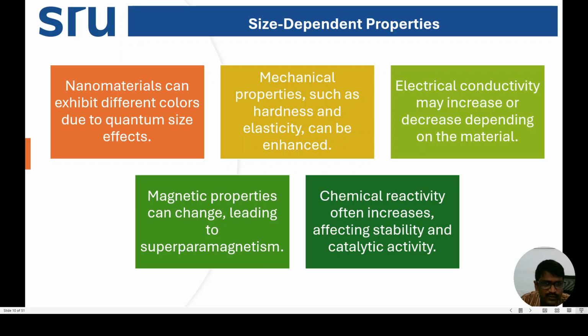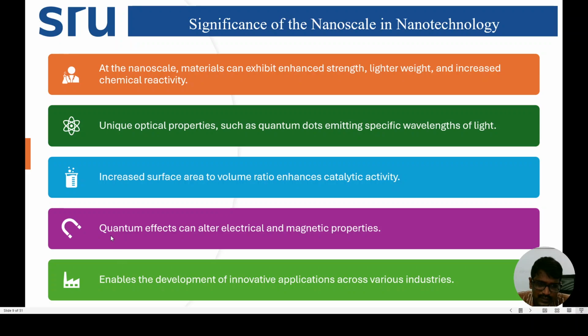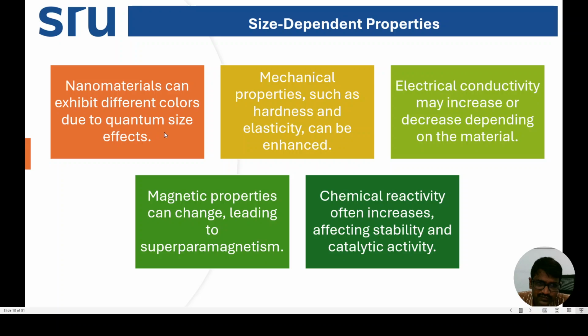Let's see some of the major changes due to size. Initially, nanomaterials can exhibit different colors due to quantum size effects. I already told you in the previous slide also. Quantum effects can alter electrical and magnetic properties. Because of this small nano size, they exhibit different colors.